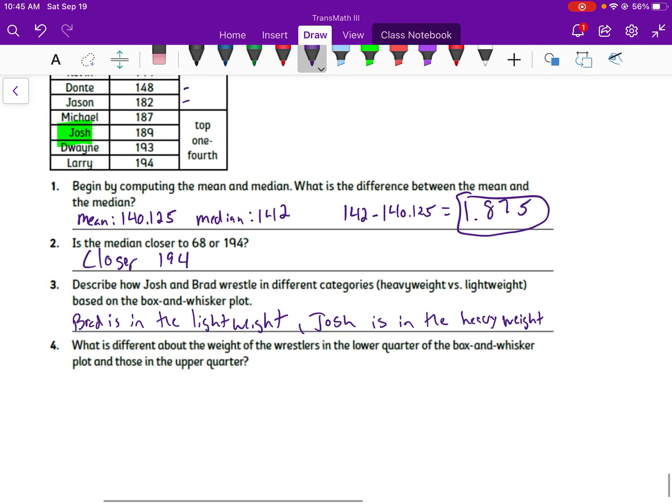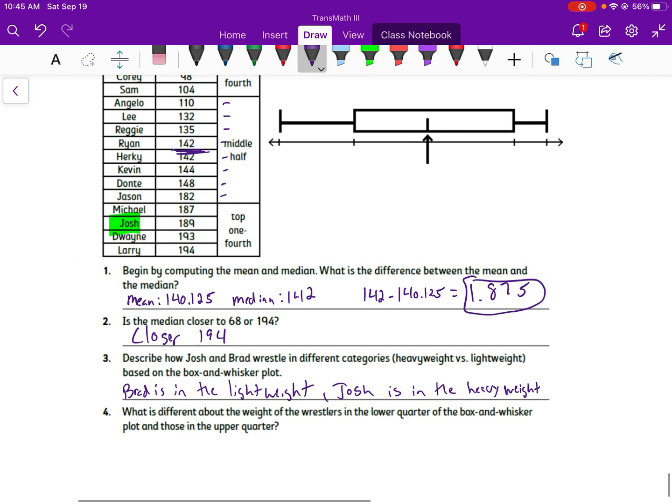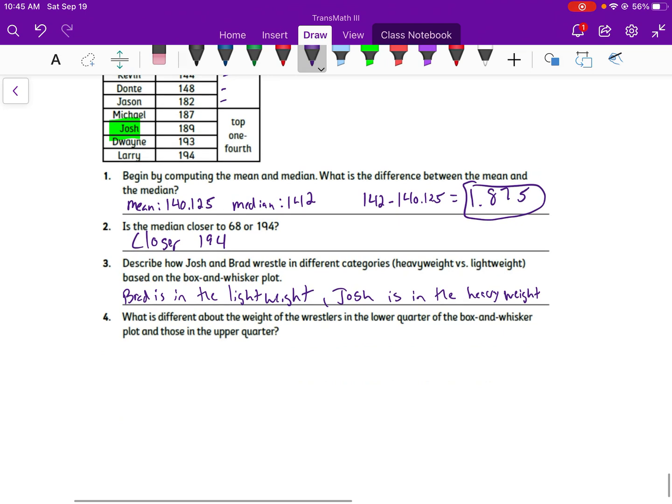Then what is the difference about the weight of the wrestlers in the lower quarter of the box and whisker plot and those in the upper quarter? Looking at it, the weight differences in the lower quarter are more spread out than the weight differences in the upper quarter. So the lower quarter is more spread out.